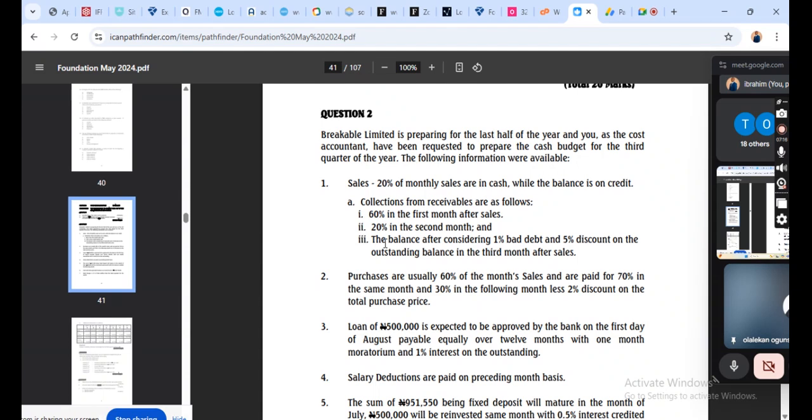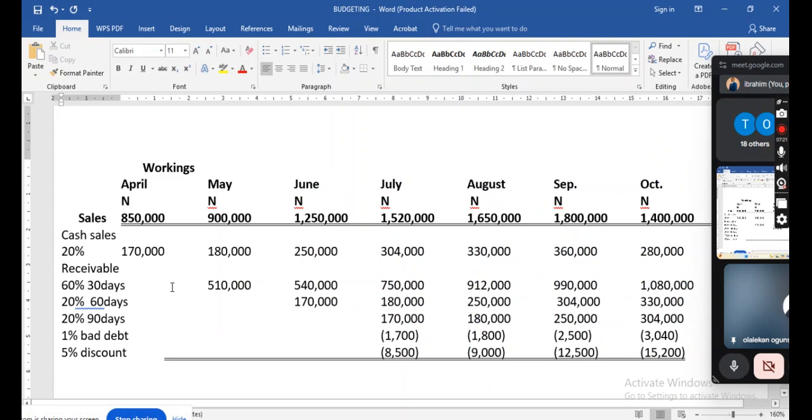Right? So which means that what we're supposed to do is say, okay, we charge 20% of the sales. When you have your 20% of the sales, you have your receivable, right? Now, when you have your receivable, then you can apportion it. That 60% will be paid this, 20% will be paid this. Then the balance, which is 90 days, will not be paid. So the total balance will be 100%.